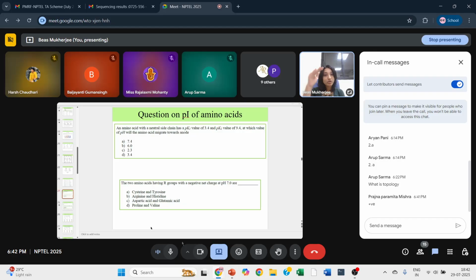So at which pH value? All these different pH values are given. First thing that you have to do is find its PI. PI calculation is simple. You've understood by now. Neutral side chain means you're supposed to take just two values and find the average. Okay, done. Now, less than PI, the amino acid is going to be positively charged. More than PI, it is going to be negatively charged. Then you find out, based on the different pH values given, at which pH the amino acid is going to be negatively charged.